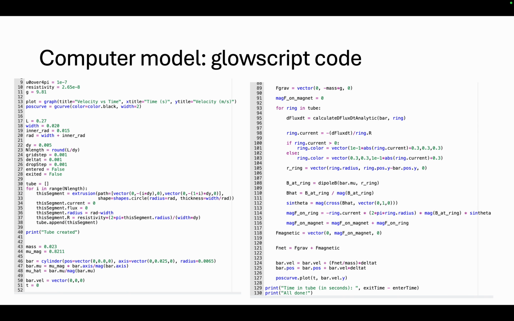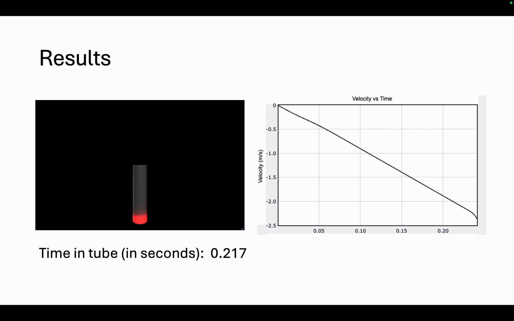And then after the actual experiment, we moved to the GlowScript coding system to computationally recreate and simulate this experiment. Here is the code that you can see, and as you can see here, the mu magnitude was used from the experimental value we gained from Lab 4, and it was 0.8211 ampere times meter squared. And here are the results.